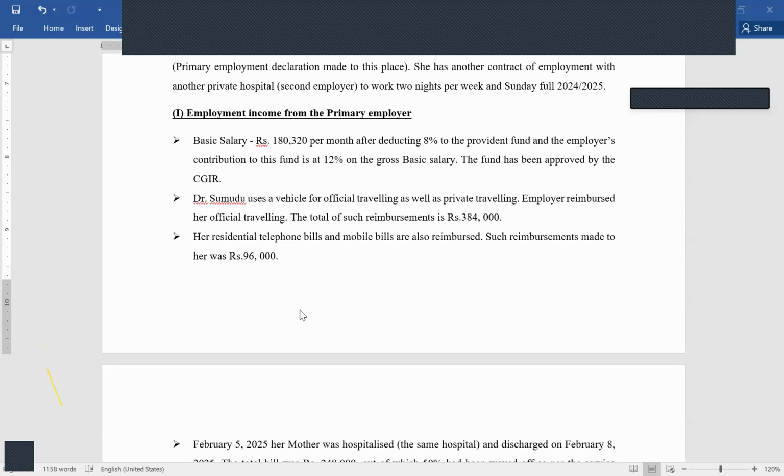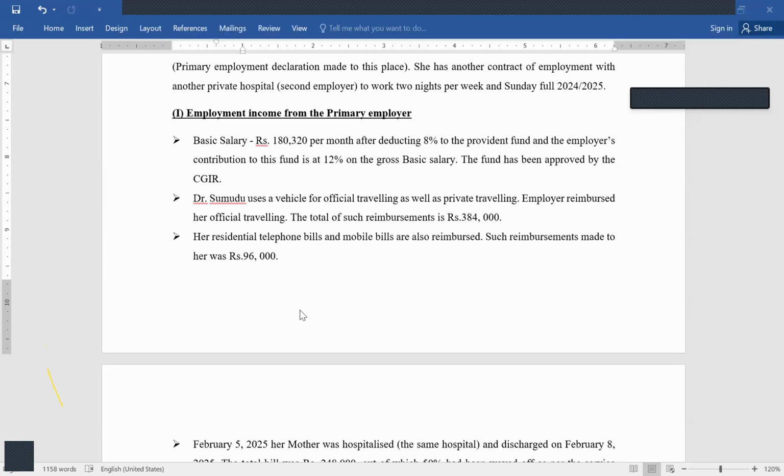Then you have a basic salary per month after deducting 8% to the provident fund, and the employer's contribution to this fund is at 12% on the gross basic salary. The fund has been approved by the CGIR. So what is the purpose of giving that sentence? The fund has been approved by the CGIR. Then only we can consider that income as an exempt income. Otherwise, it is not exempt.